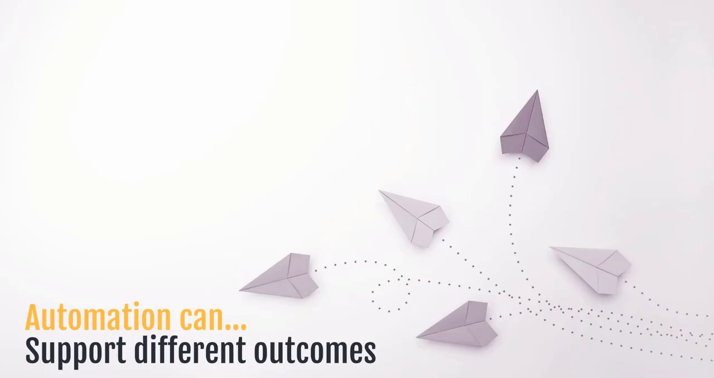So there's lots of ways you can take these automation systems and branch them out to support the many processes we have in our businesses that don't have one single outcome, but different outcomes depending on what happens in each of those steps.